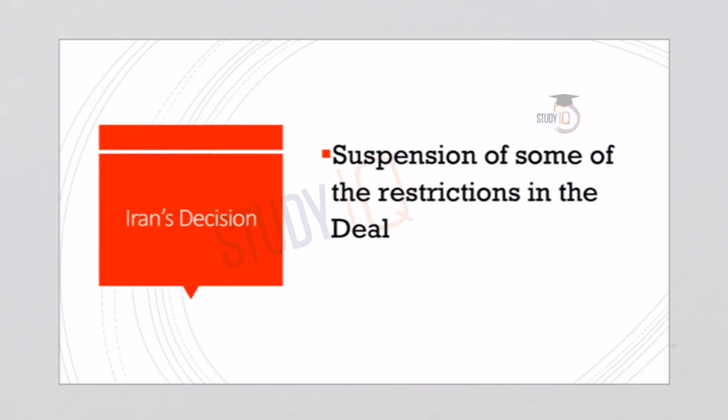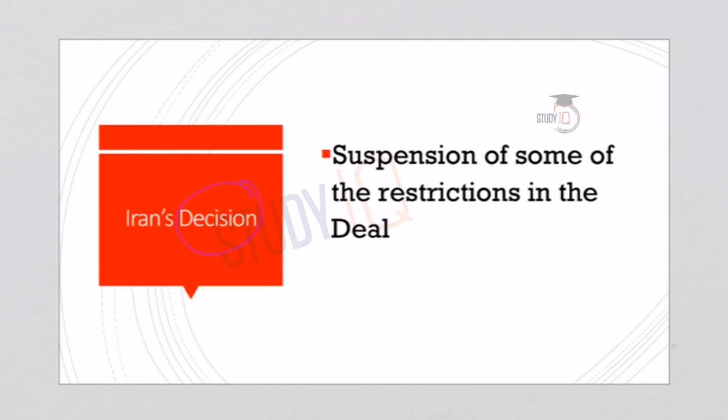Now moving on to the details, let us first understand the present decision of Iran in this regard. Iran has announced the suspension of some of the restrictions in this deal. Iran has not announced that it is going to withdraw from the deal, but instead it announced that it is going to suspend or not follow certain restrictions in the deal. For example, we have discussed that Iran's enriched uranium would be shipped out of the country, the heavy water facility would be inoperable, and also the operational nuclear facilities would be brought under international inspection.